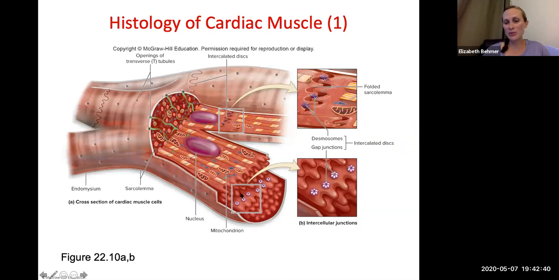It's connected with these gap junctions, and the intercalated discs are made up of desmosomes and gap junctions. The intercalated discs just connect cardiac muscle cells together so that an electrical impulse can be sent through cardiac muscle tissue instantaneously.